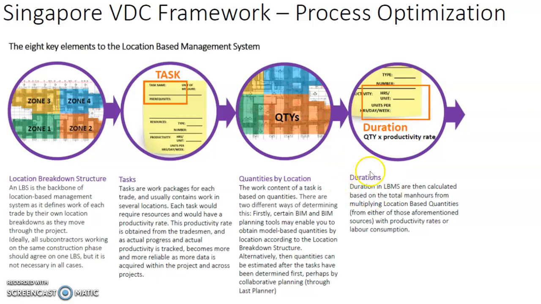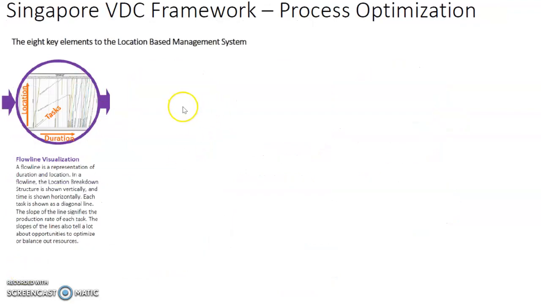And then we look at the durations. Durations in the location-based management system are calculated based on the total man hours from multiplying the location-based quantities, either from what I have mentioned above, with productivity rates or labor consumption. Next, we try to create a flow line visualization for the project.